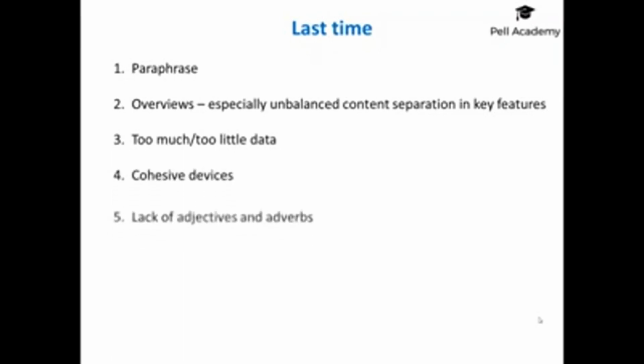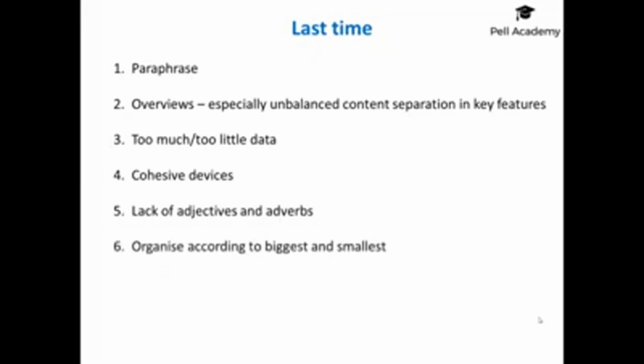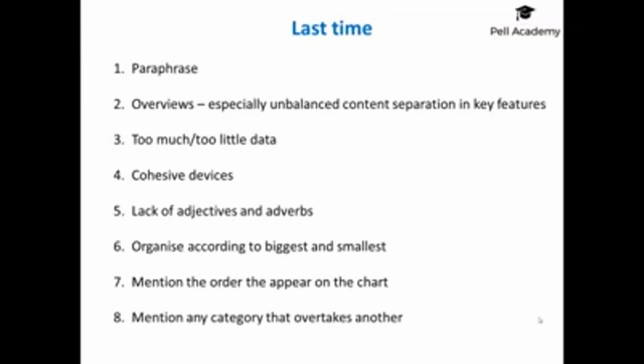Have a look at cohesive devices, a lack of adjectives and adverbs. This point, organising from biggest to smallest, was basically what happened in the line graph and doesn't apply too much to what we're doing today. Mention the order they appear in the chart, that was more to do with last time. And mention any category that overtakes another. So again, I think that with this bar chart we're not going to be seeing these numbers 6, 7 and 8 having much influence, but these are just the notes from last time.